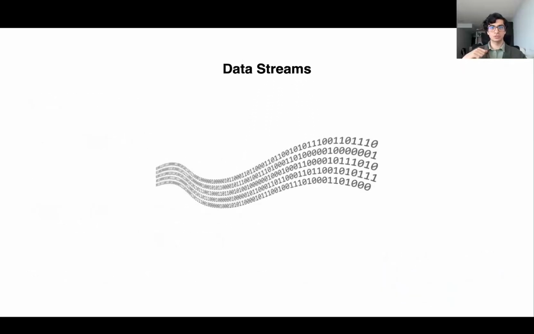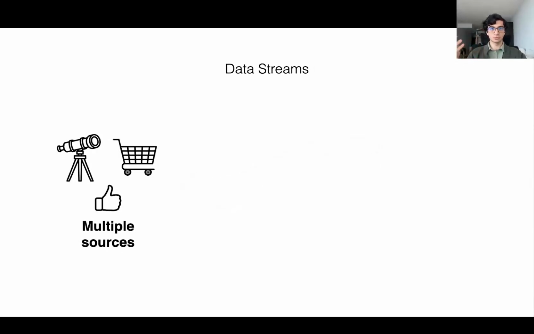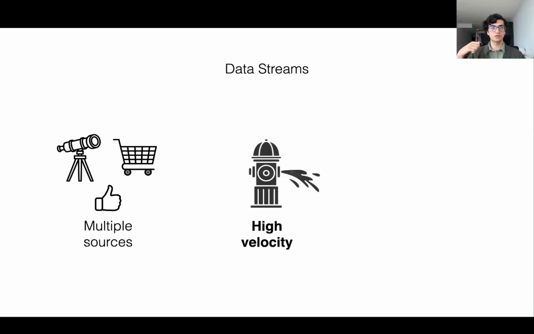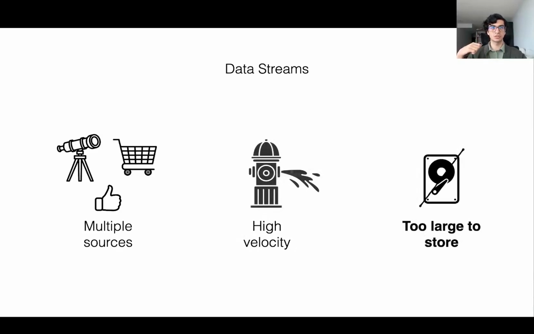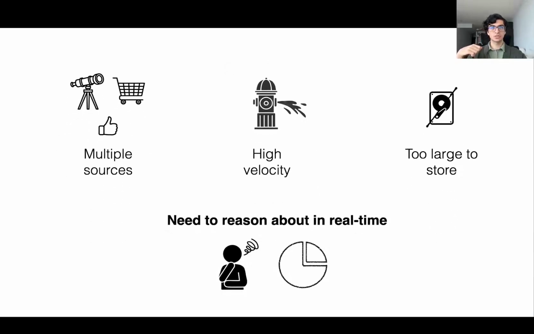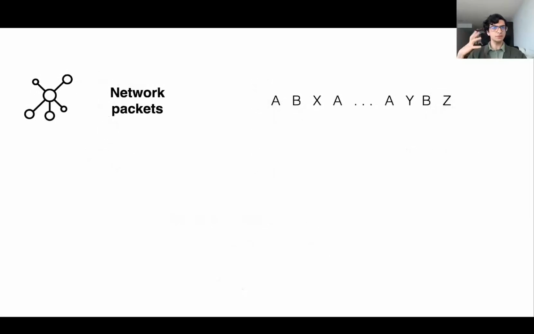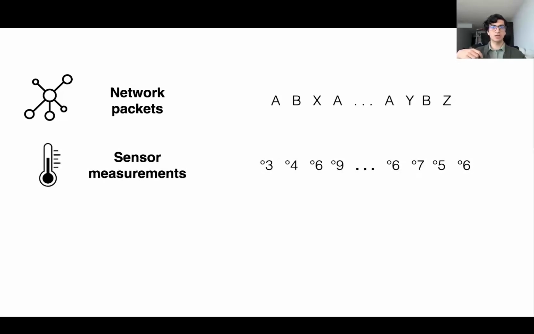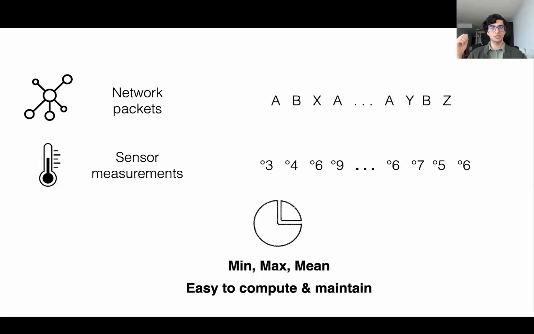In this work, we consider data streams, which pop up in all corners of computer science. These streams come from multiple sources, and they arrive with an extremely high velocity, which therefore makes the total amount of data too large to be stored in persistent storage. Even still, we'd like to reason about this data in real time. For example, in networking applications, we may want to analyze the stream of network packets that course through the links within our network. And in embedded systems, we may want to analyze sensor measurements collected over a long period of time. Depending on the application, we want to compute various statistics from the stream.